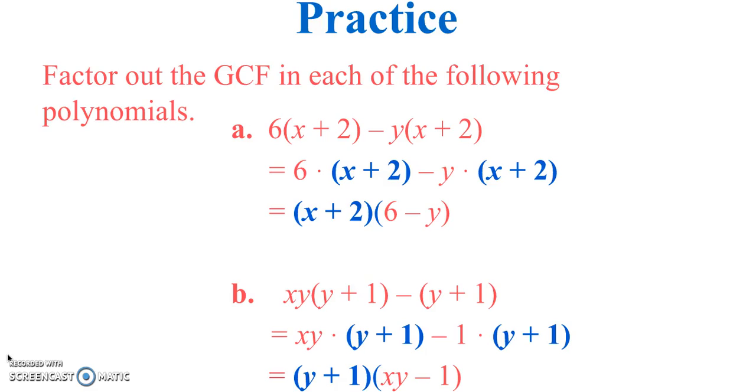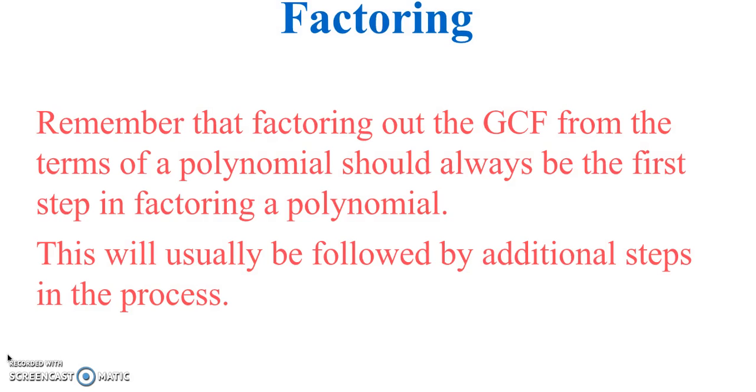On the bottom you have the same thing. We look and I'm like, both of them have a y plus 1 in each term, which means I can pull that aside and I combine the rest of my information. And that is factoring by the greatest common factor. Okay, so remember that factoring out the greatest common factor from terms of a polynomial should always be the first step in factoring a polynomial. So pull out what you can and make it smaller before you continue.